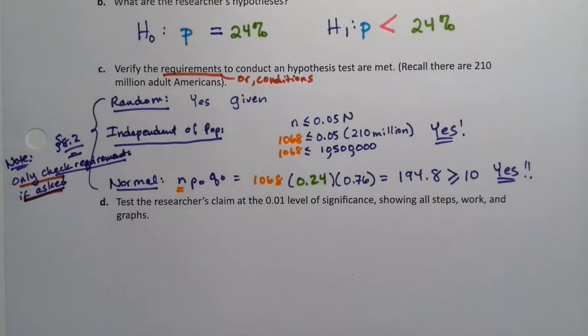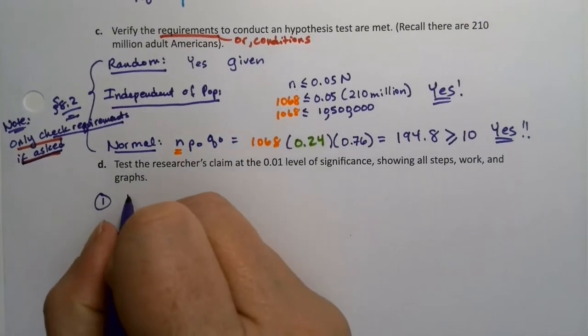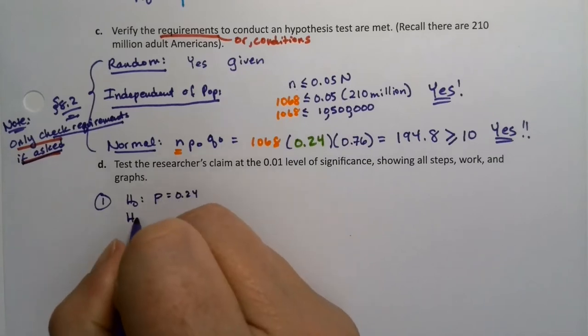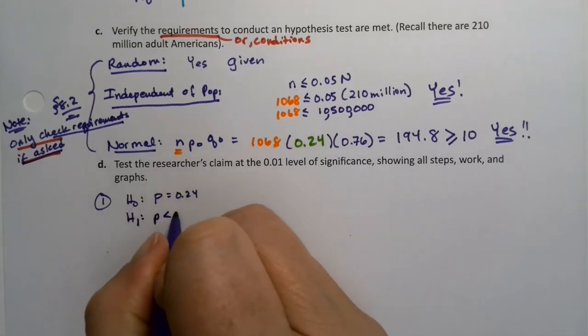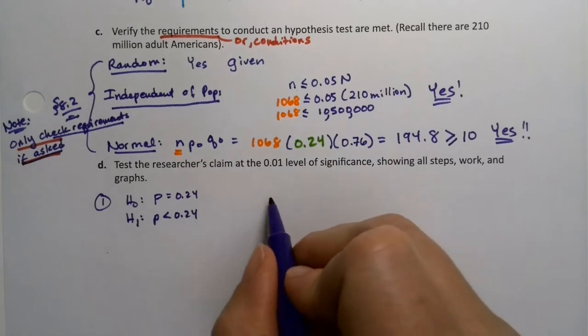Right, now let's run that test. So we already have step 1 done above, but I'll write it again. H naught: p equals 0.24. H1 would be p less than 0.24. And you definitely want to get into the habit of numbering and labeling all your steps. You're going to want to be very clear about what you're doing.